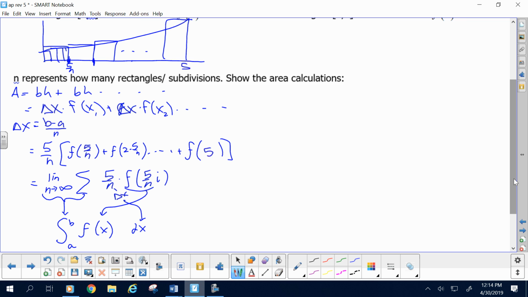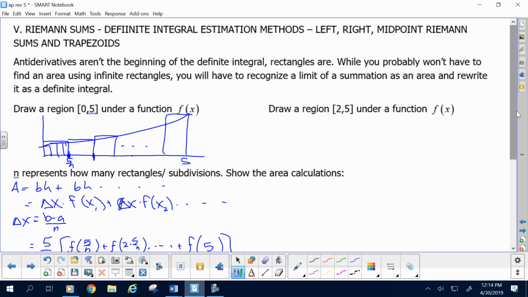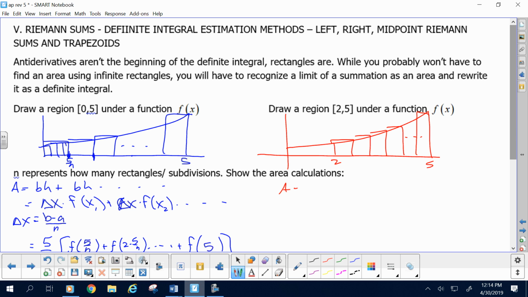Okay, now things get rougher when you start somewhere besides 0. If you started at 2 and went to 5 and did rectangles, then you'll see that 2 in your work. It's still based on height many times, and it's still delta x times lots of function values. But here's the deal. First of all, what's the delta x now? 3 over n. Now that 3 over n is a little loaded, because that just shows the width is 3. It doesn't say where it's 3.